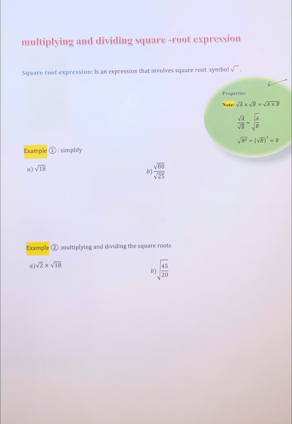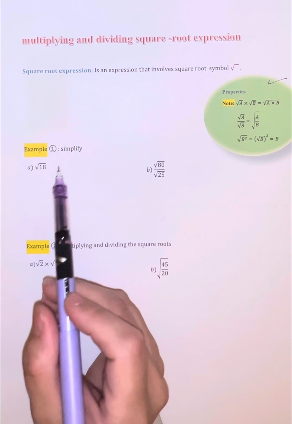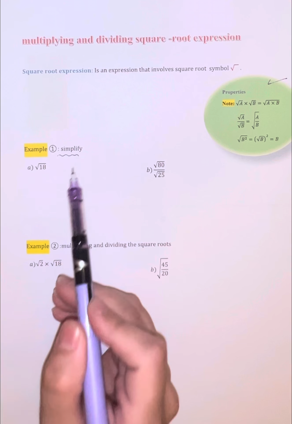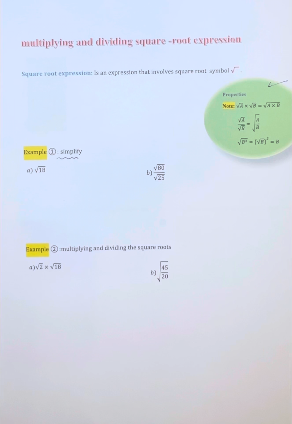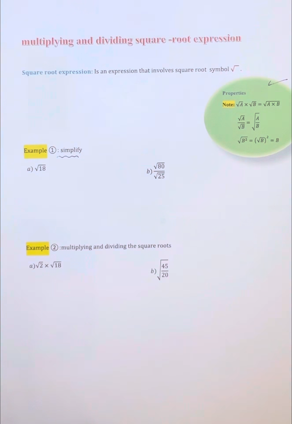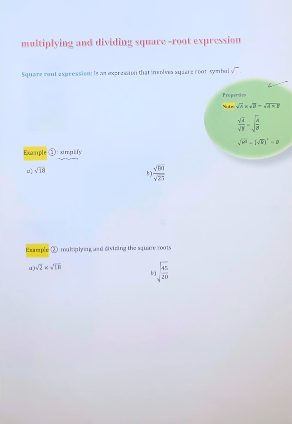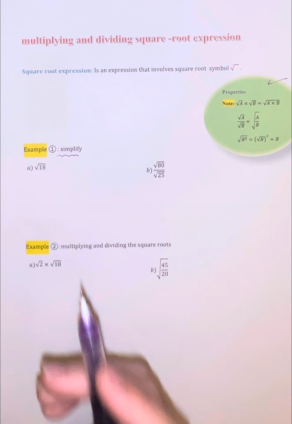Let's see how we can simplify the expressions. The question says simplify, okay? We need to write the expression in simplest form. I will use the factorizing way. We can use the multiplying way and the factorizing way, but I will explain the lesson by factorizing.